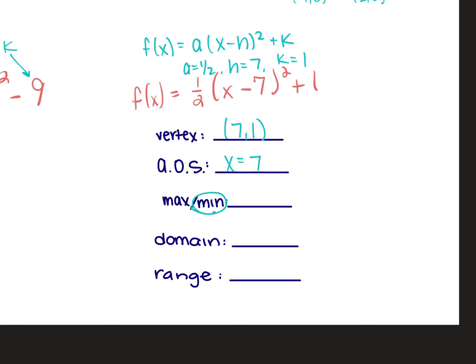Minimum. It's a positive a, so it opens up. You're going to have a minimum point. What is that minimum point? Just 1. Your domain, automatically, all real numbers. Your range, remember, this opens up. That vertex is the lowest point, which is 7, 1. So we're going to what? We're going to infinity. What's our lowest y value? 1. So it's just 1 with a bracket on it to infinity.